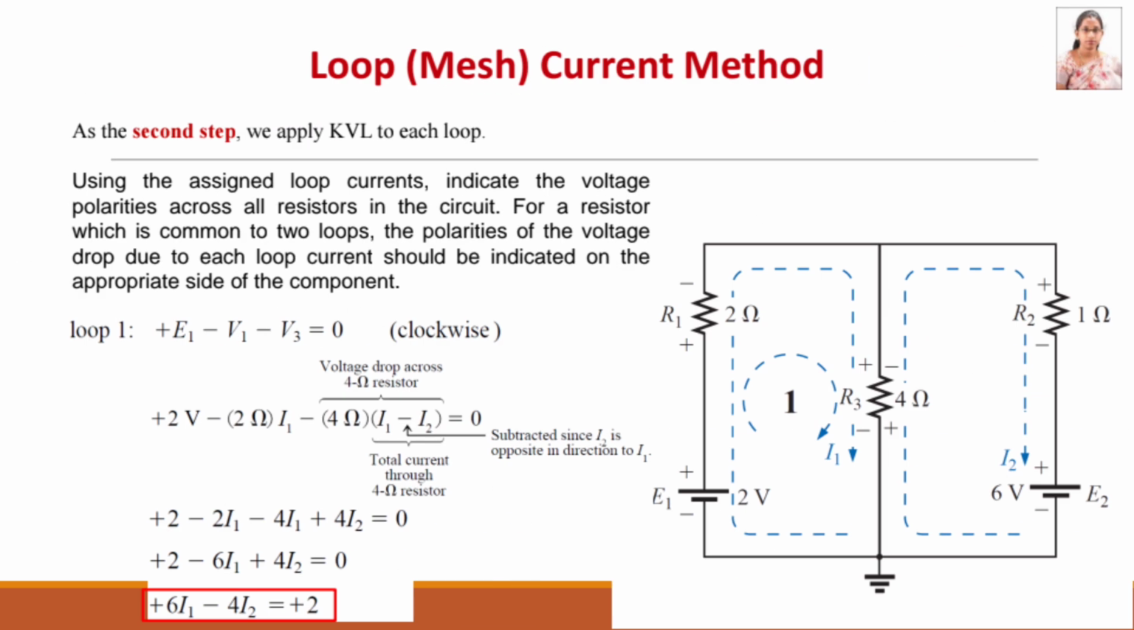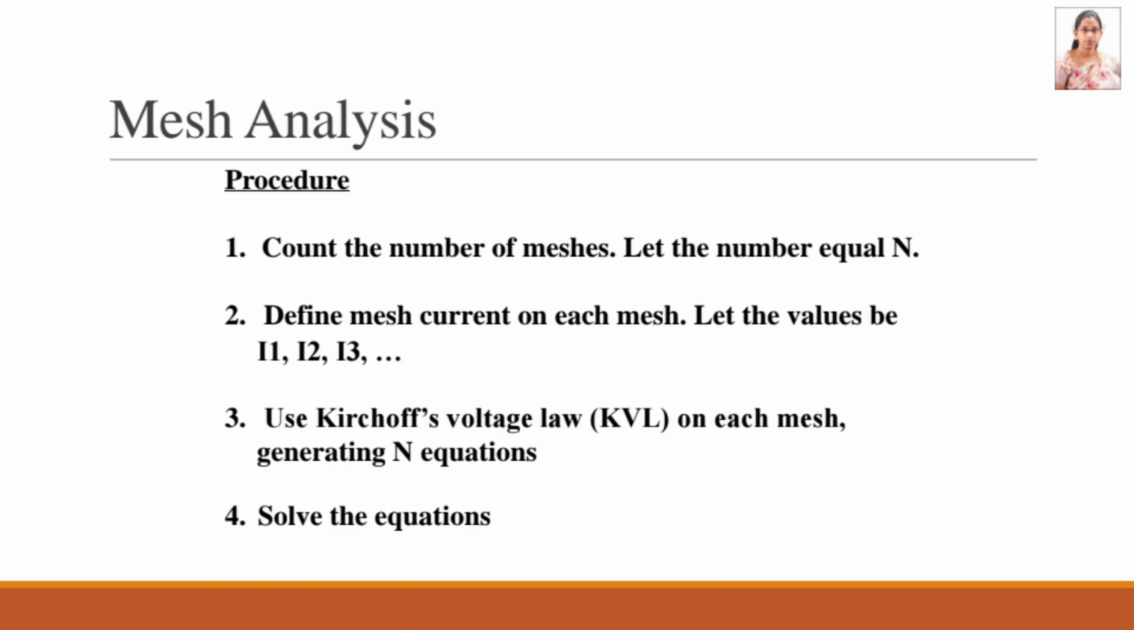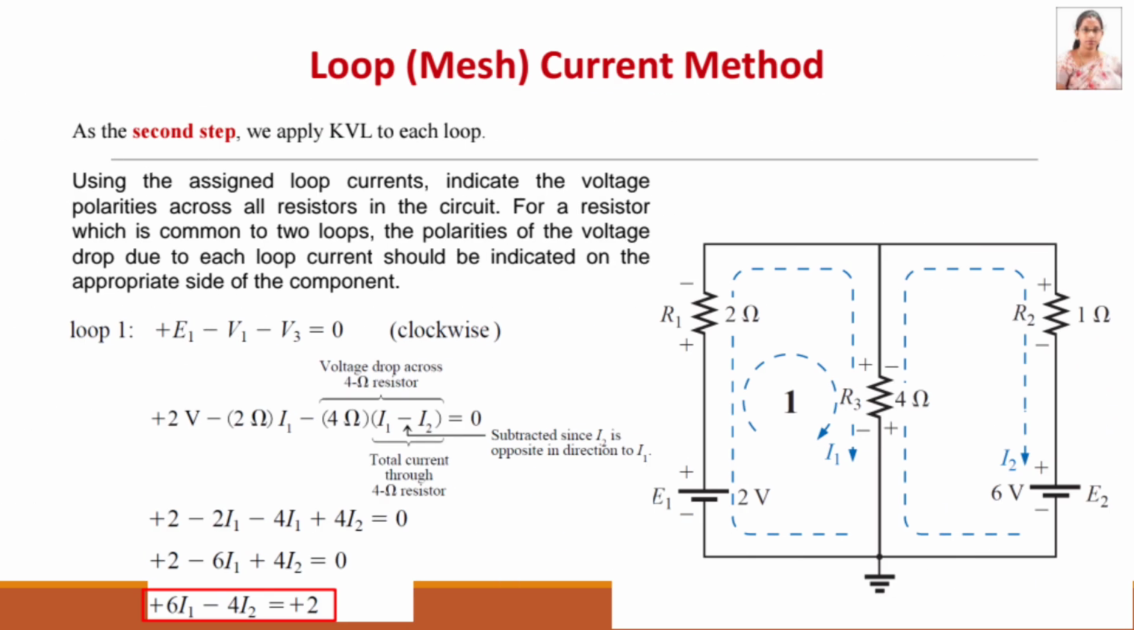So let's see an example. This is the example we have taken. Here the steps involved are: first, we have to apply KVL for each loop. Make the assumed direction of each mesh current, assign voltage polarities for each component, and set up the KVL equations considering shared resistors and overlapping currents.